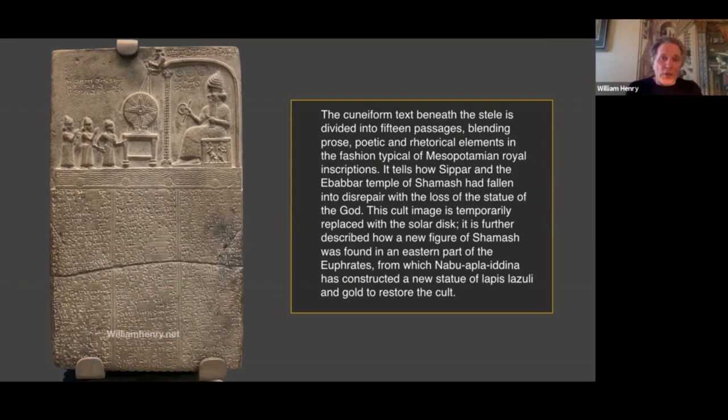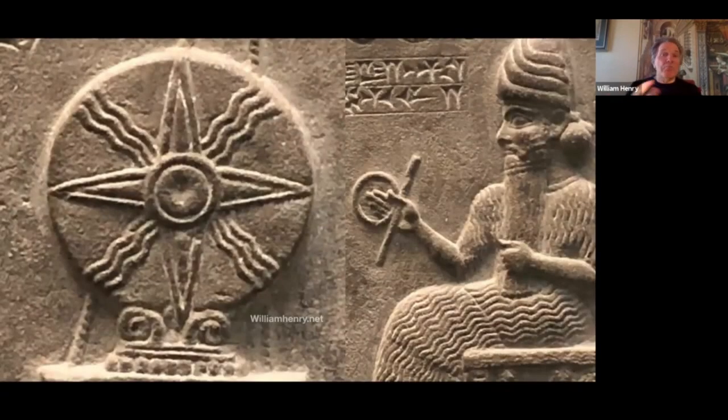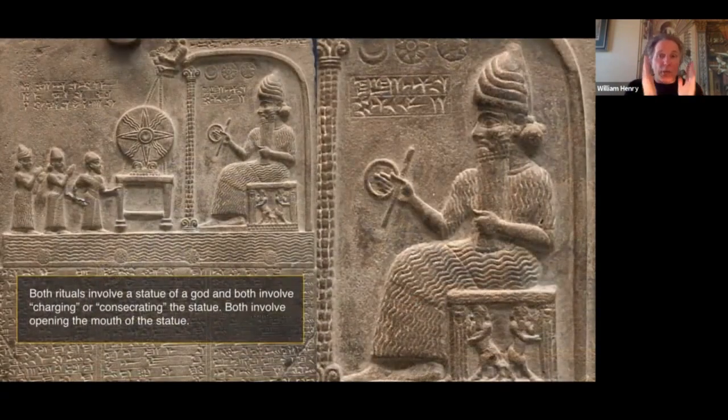This image that we're looking at, this cult image, was temporarily replaced with the solar disk that we see in this image. And the text further describes how a new figure of Shamash was found in an eastern part of the Euphrates, from which they constructed a new statue of lapis lazuli and gold to restore the cult. So they lost the statue. They created this stele as a temporary holding place that could still transmit the vibration of Shamash. And then when they found the original, they were all happy again because the sun god was present once again in the divine place. Literally present is what they're saying.